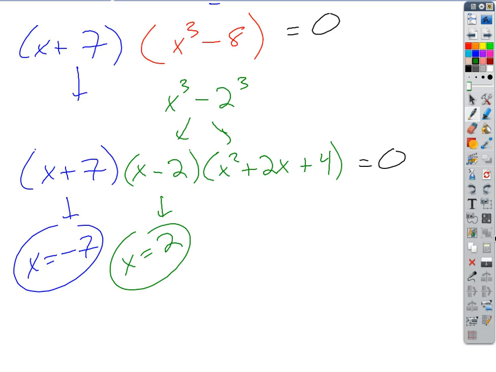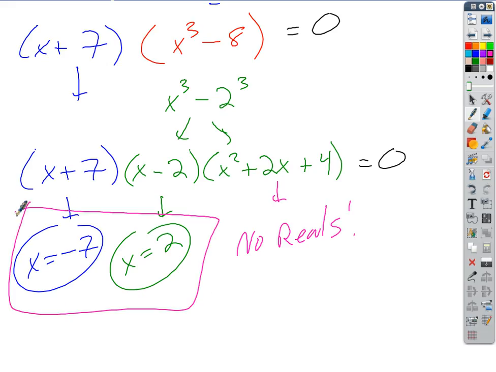Now, if we wanted to find the i's, for whatever reason, if we wanted to find all the complex solutions, then the quadratic formula would give those to us. Just set that equal to 0, and it would give us back 2 answers with i's. But we're looking for real solutions. So this one, no reals. So those are our 2 zeros. Okay? Make sense? All right.